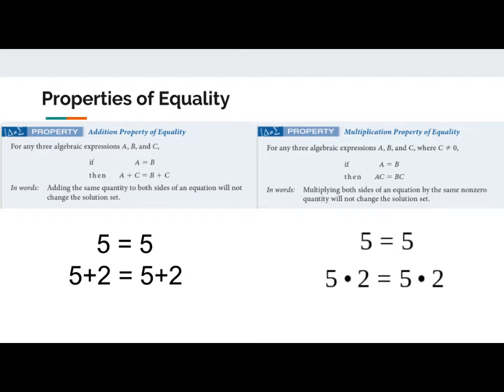Same thing with multiplication. Multiplication property of equality says that if two things are equal to each other, 5 equals 5, you can multiply to both sides of that equal sign. 5 times 2 is the same as 5 times 2. Same thing works with subtraction and division. They are kind of grouping addition and subtraction together here because you can always add negatives. So it'd be the same as saying 5 plus negative 2 equals 5 plus negative 2. Same thing with division. Division could be rewritten for multiplication. Instead of 5 divided by 2, you could write that as 5 times a half equals 5 times a half. And so these two properties really cover those four basic operations. We do the same thing to both sides of the equal sign.